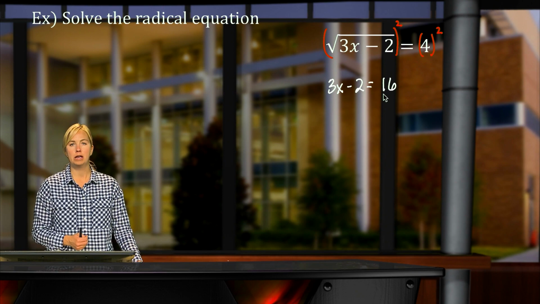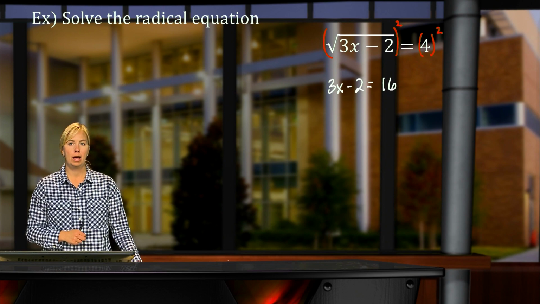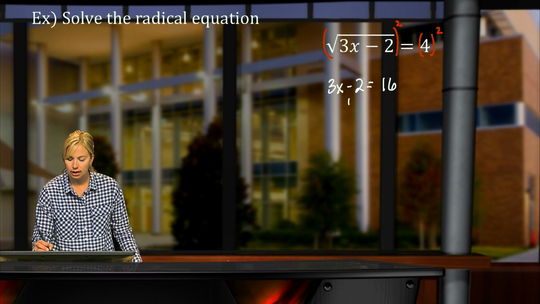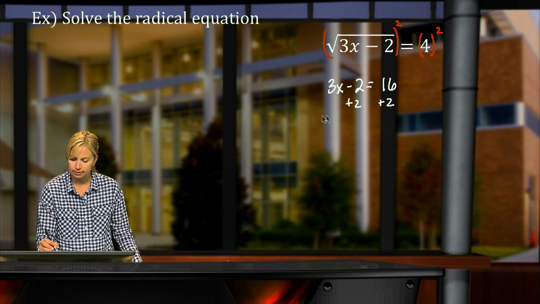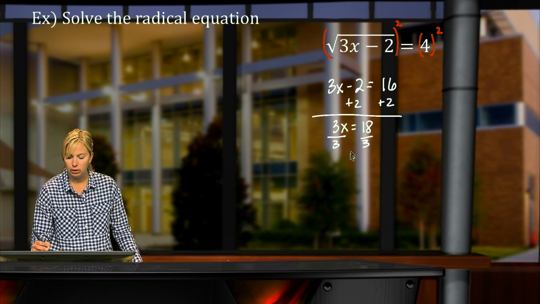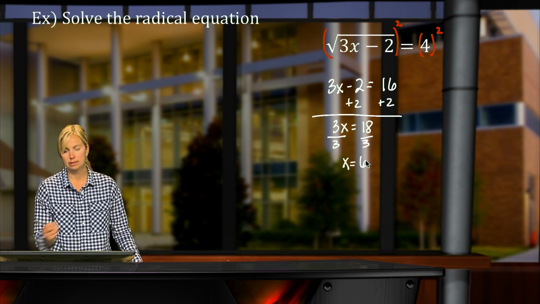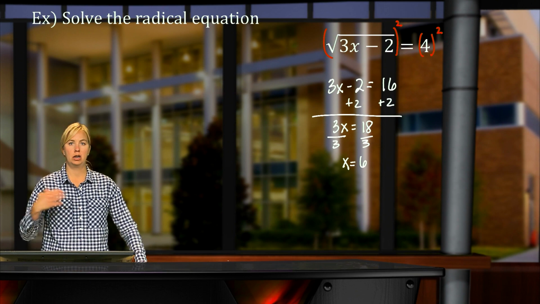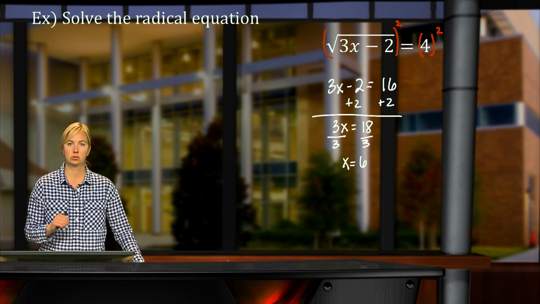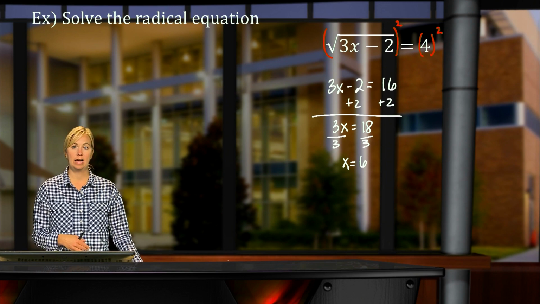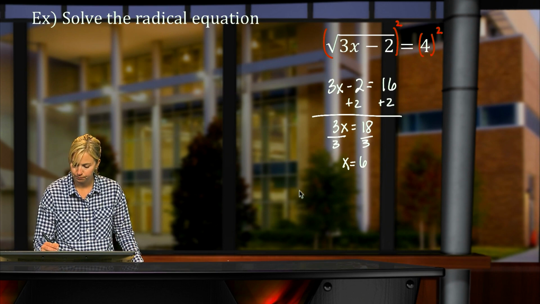And this is the baby equation that I was referring to a minute ago. This is really straightforward, and we're very comfortable solving these. Add 2 to both sides. 3x equals 18. Divide both sides by 3, we get x equals 6. Now, many of us just want to circle this and move on to the next one, but we need to train ourselves for radical equations that we have to check that answer in the original equation.